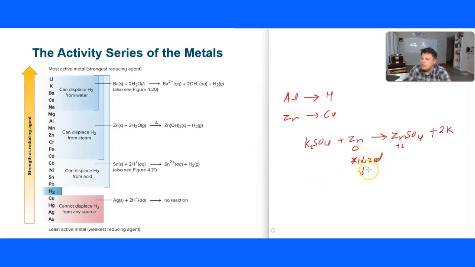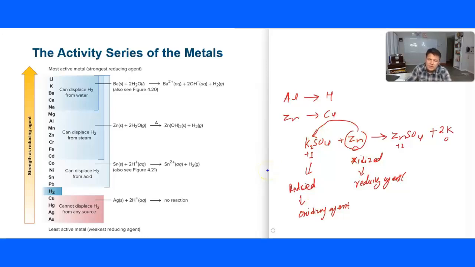Zinc being oxidized means it is a reducing agent. But in this case, look at the K2, potassium. What is the oxidation number of potassium here? +1, right? Potassium is always +1, like sodium. What is it here? 0, right? So it is decreasing, which means it is reduced, so it is the oxidizing agent. So it means zinc is reducing potassium.